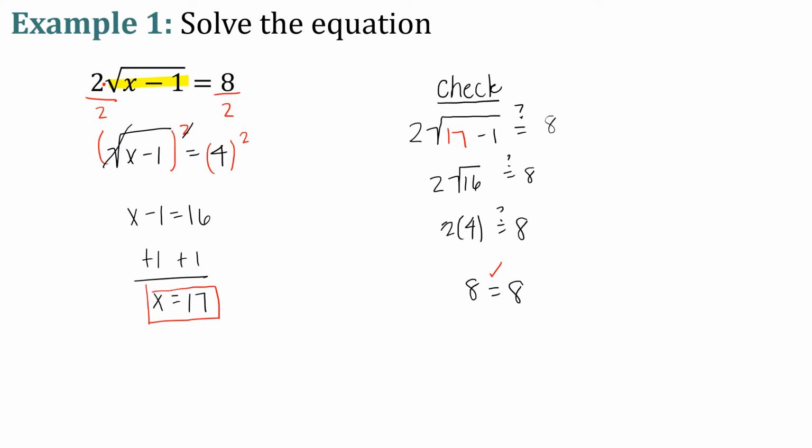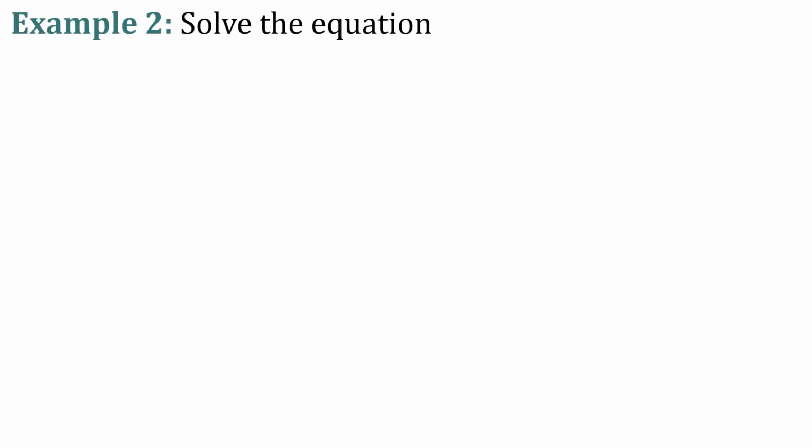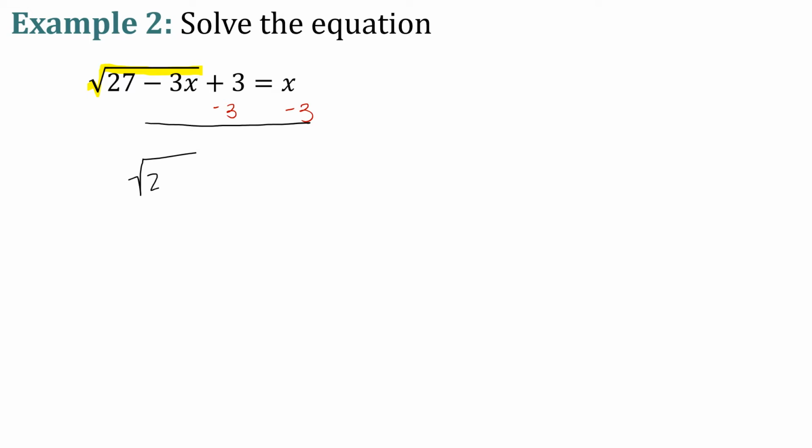So let's do another example that's a little bit more complex. This equation is the square root of 27 minus 3x equals x minus 3... plus 3. So once again, we need to isolate our radical. And to do that, this time we need to subtract 3 from both sides. So now our equation says the square root of 27 minus 3x equals x minus 3.